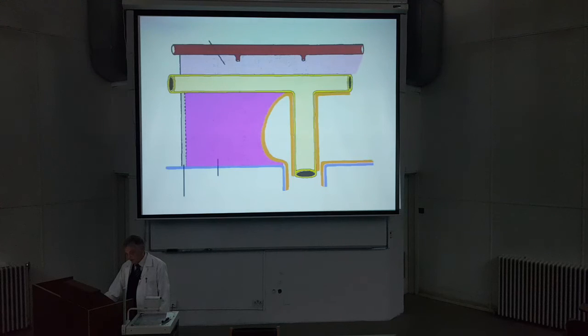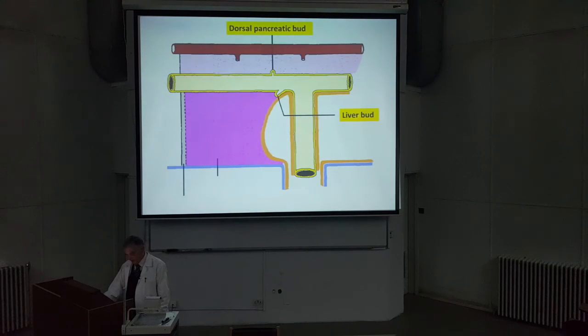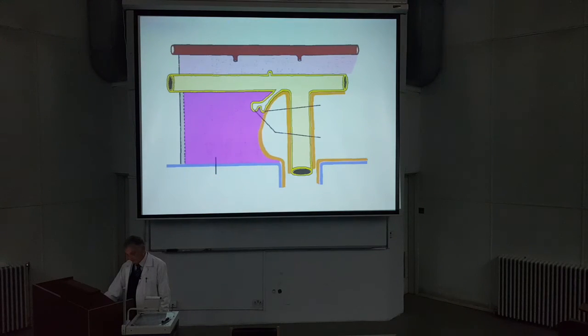Septum transversum is a very important structure. If you look at the middle gut, let's see again, this is the dorsal mesentery, this is the ventral mesentery, this is the foregut, middle gut, septum transversum. The dorsal part is dorsal pancreatic bud, and this is the liver bud growing into septum transversum. Then this liver bud is going to give us the liver and then the cystic duct and the gallbladder.